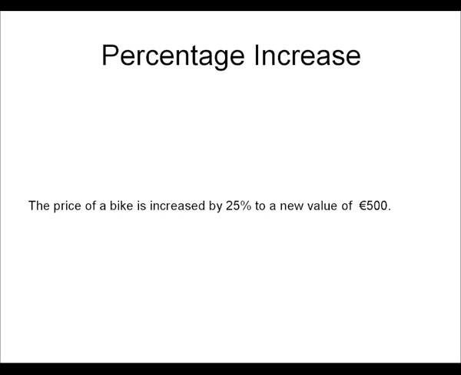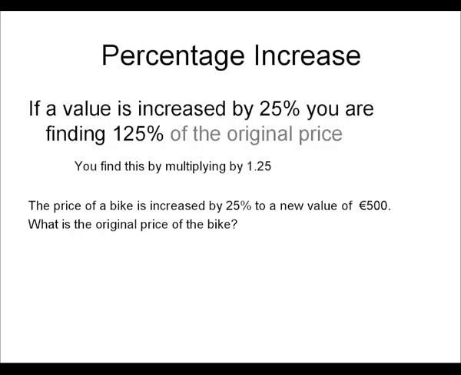Now, let's say I'm told that the price of a bike is increased by 25% to a new value of 500. And I'm asked, what is the original price of the bike? Now, this is going to be the undoing of an increase. So it's the undoing of finding a percentage. So let's have a look at what this means. Again, if a value is increased by 25%, I'm trying to find 125% of the original price. And you know that you find this by multiplying by 1.25.